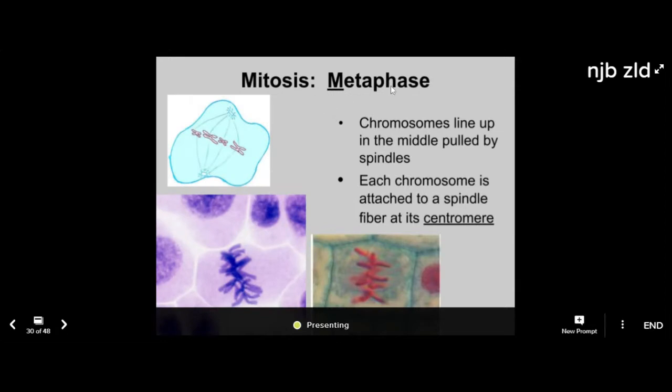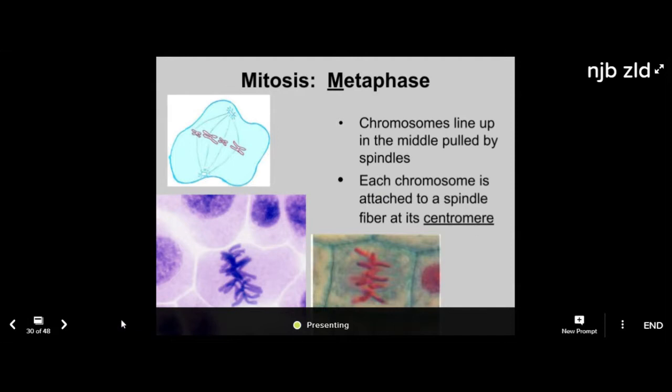Mitosis, M phase, metaphase. Chromosomes now line up in the middle, and each chromosome is attached to a spindle fiber at the centromere. So this is a drawn picture. This is usually what you could see if you look in a microscope, and to me it looks like a squished spider, like a squished bug with its legs all spread out. And that's usually what represents all the chromosomes lining up right there.